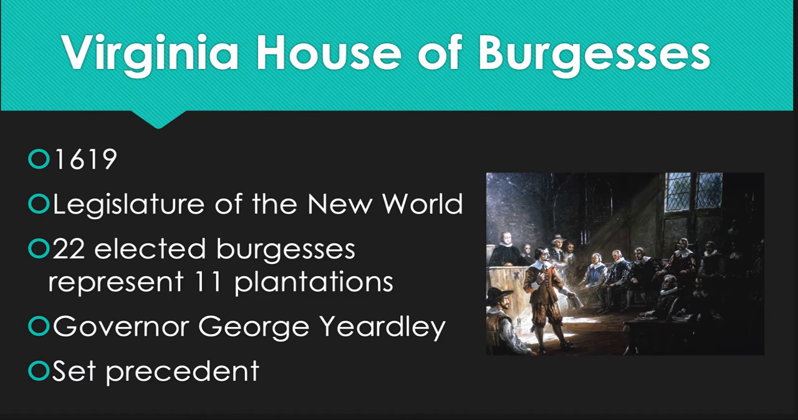The governor is going to be George Yeardley, and what this does is it sets a precedent or an example moving forward on how we're going to handle happenings within the colonies. This is going to be one of the first forms of representative governments within the colonies.